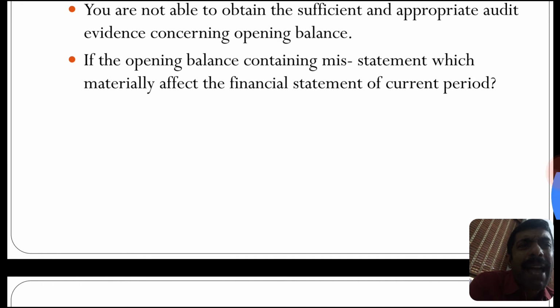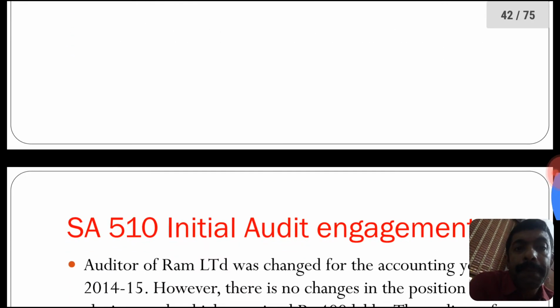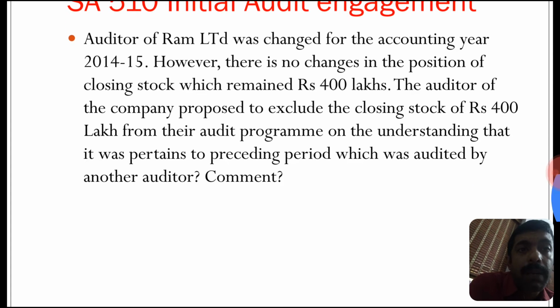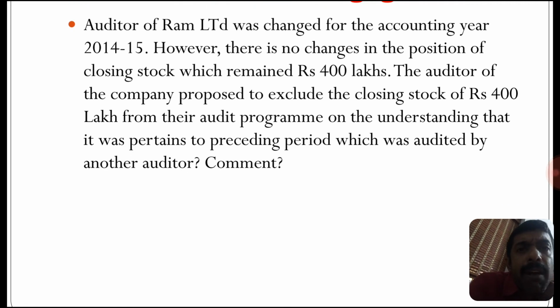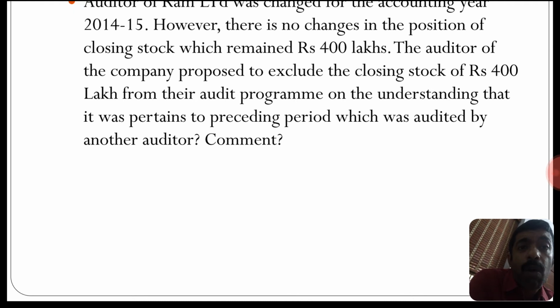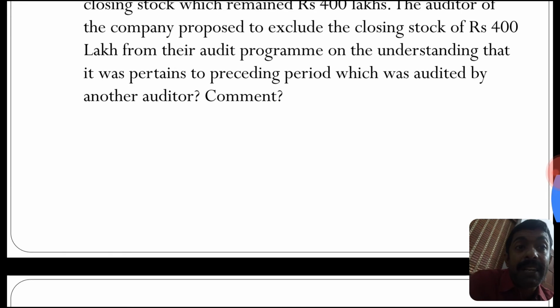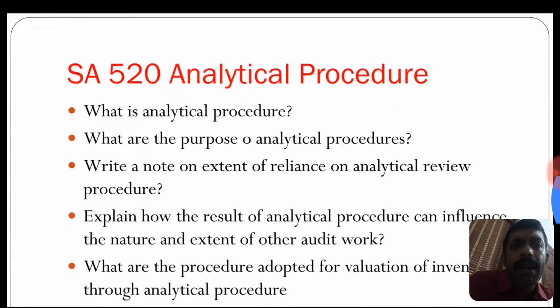If the opening balance contains a misstatement which materially affects the financial statements of the current period. The auditor of RAM Limited was changed for the accounting year 2014-15. However, there is no change in the position of closing stock, which remained at rupees 400 lakh, material. The auditor of the company proposed to exclude the closing stock of rupees 400 lakh from his own audit program on the understanding that it pertains to the preceding period, which was audited by another auditor. Comment.